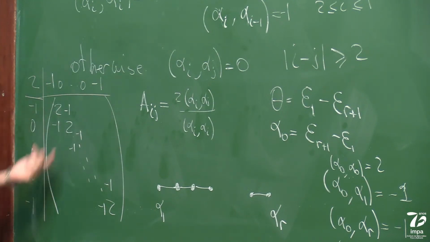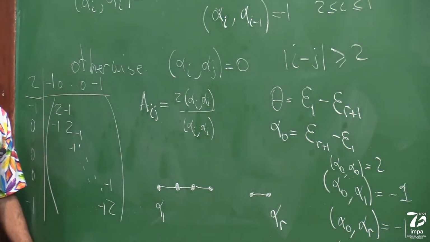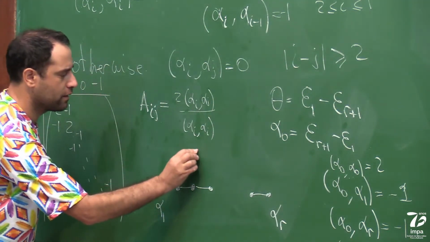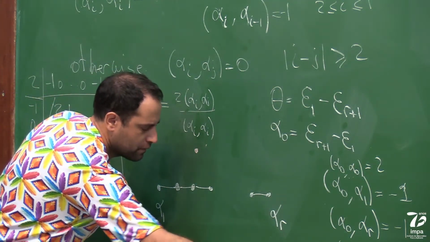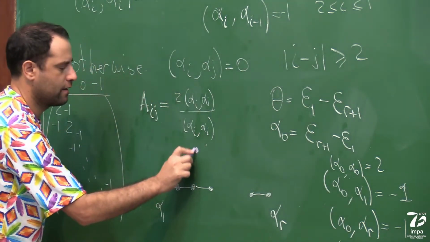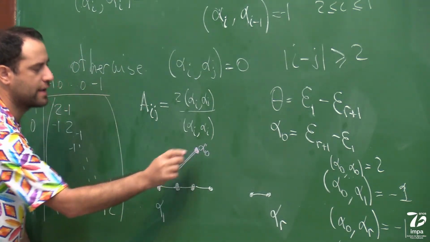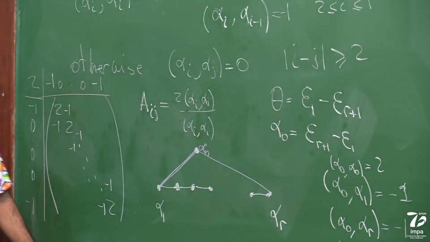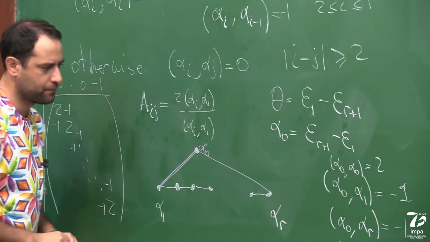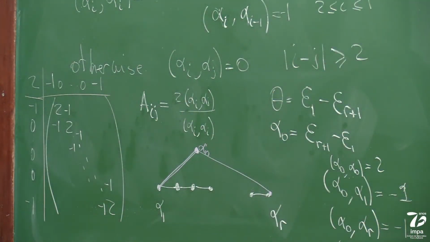So what is the Dynkin diagram? The extended Dynkin diagram for this thing is, well, I'm going to add alpha_0 here. Probably a different color is better. I'm going to add alpha_0 here. And it's connected with one arrow here and one arrow there. Okay? So that's the extended Dynkin diagram.